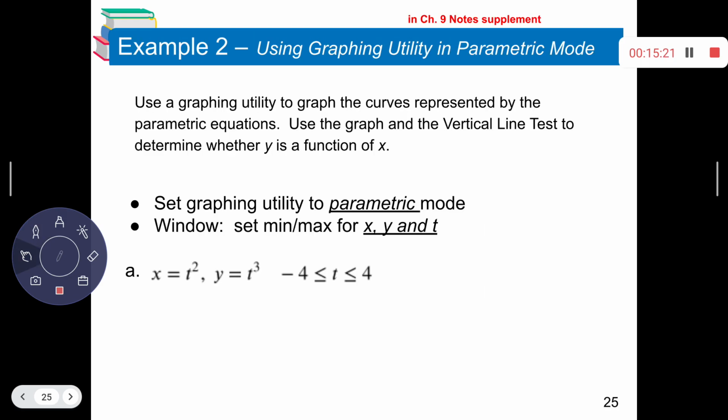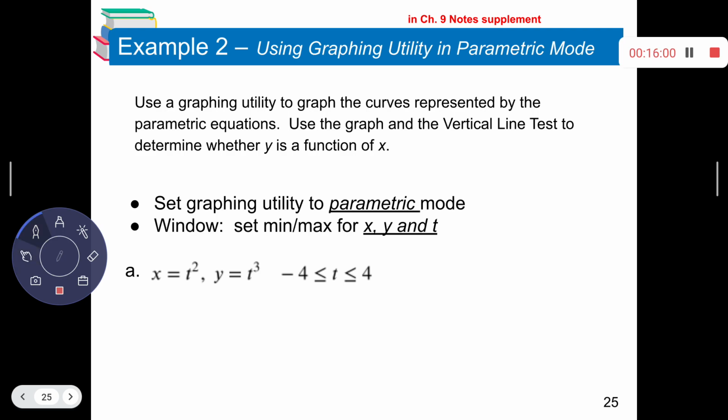Now, you can also graph parametrics in your calculator. So this is using a graphing utility to graph the curves. So you want to go into your settings. When we changed them, did we ever change these before? I can't remember. You want to put it in parametric mode. Hang on. I am graphing. I grabbed a calculator.